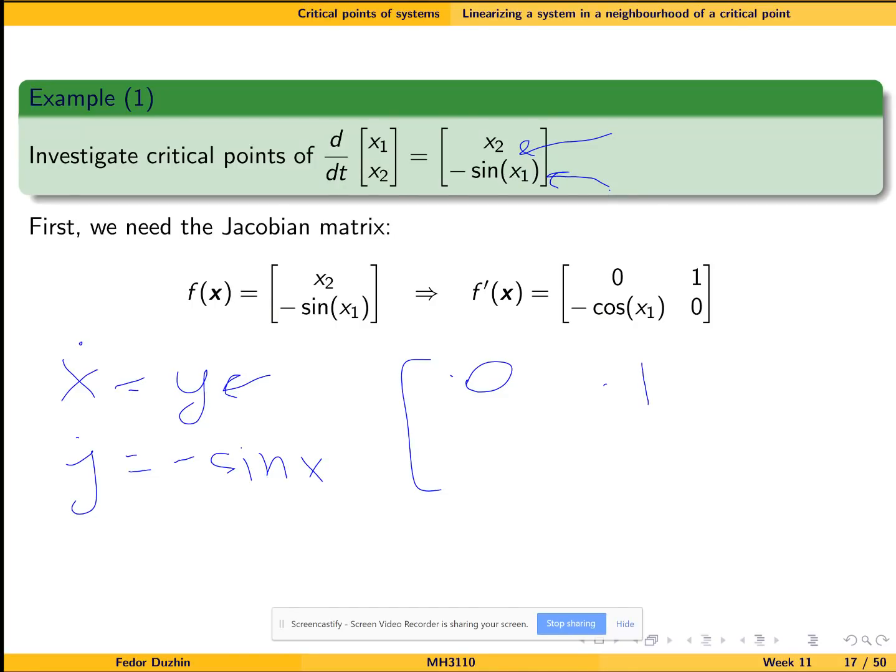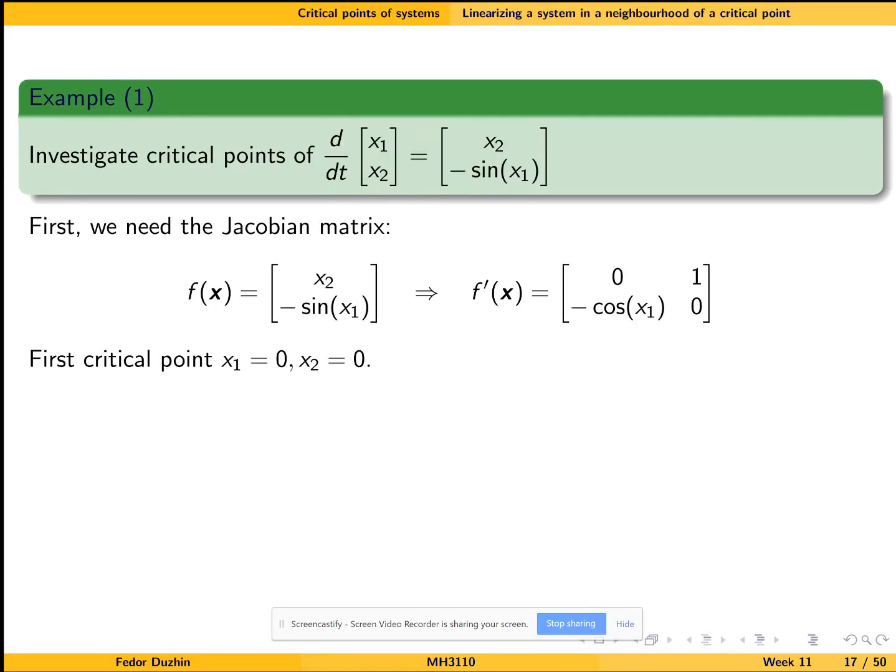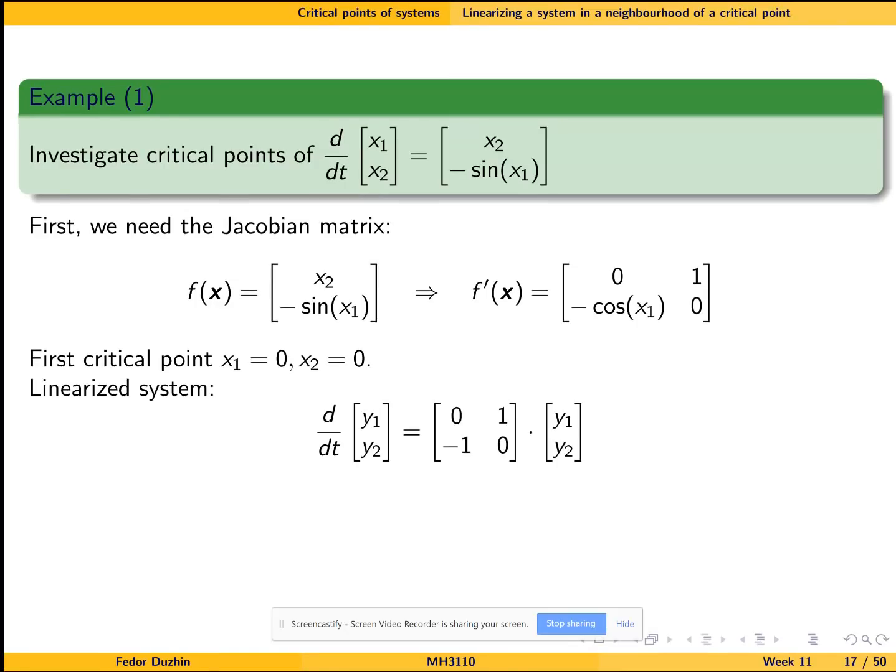The entry in the second row, first column, is the derivative of the second equation with respect to x. So it's going to be minus cos x. And then I need to differentiate with respect to y, so it's going to be 0. So this is how I can get the Jacobi matrix. Right? And the first critical point is 0, 0. So letting x and y be 0, I'm going to get this Jacobi matrix. This is the matrix of the linearized system.